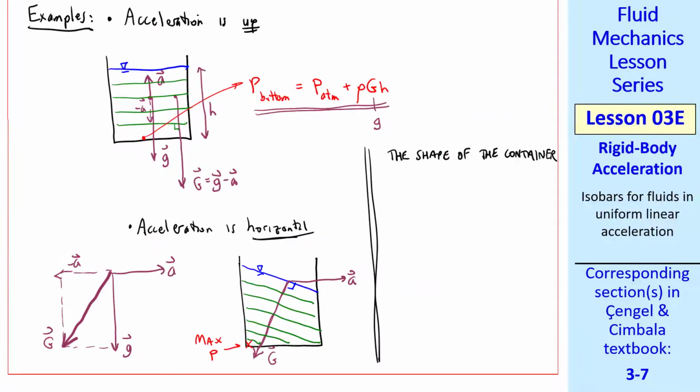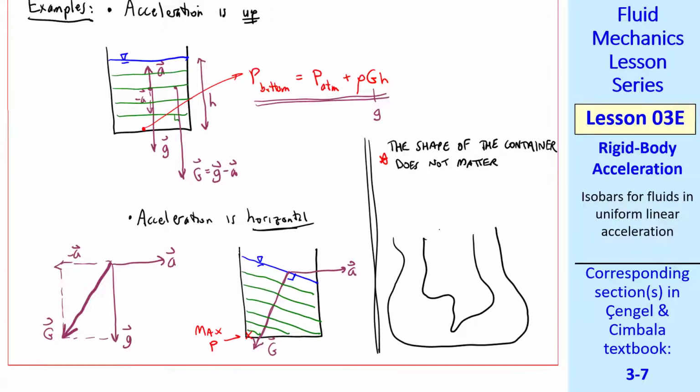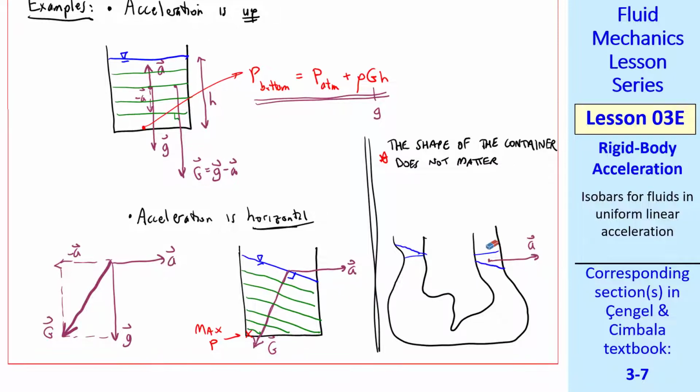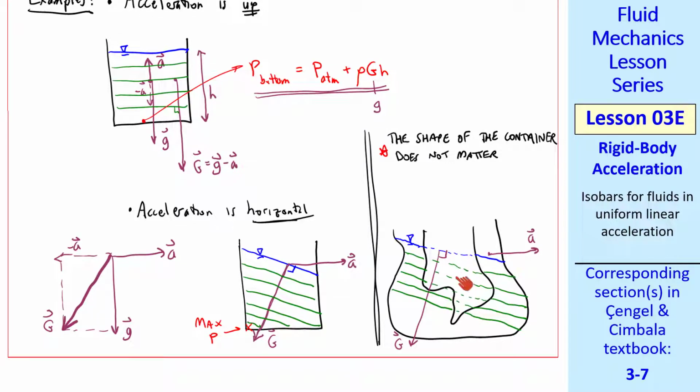One final note here, the shape of the container does not matter. Suppose we have some weird shaped container, partially filled with a liquid. If we now accelerate with the same acceleration as here, the surface will incline, just as in the case to the left. Capital G is again perpendicular to the surface. Even though there's no surface in the middle here, this imaginary surface continues smoothly. So do the isobars. Imagine the isobars going right through this region smoothly, even though there's no liquid there.